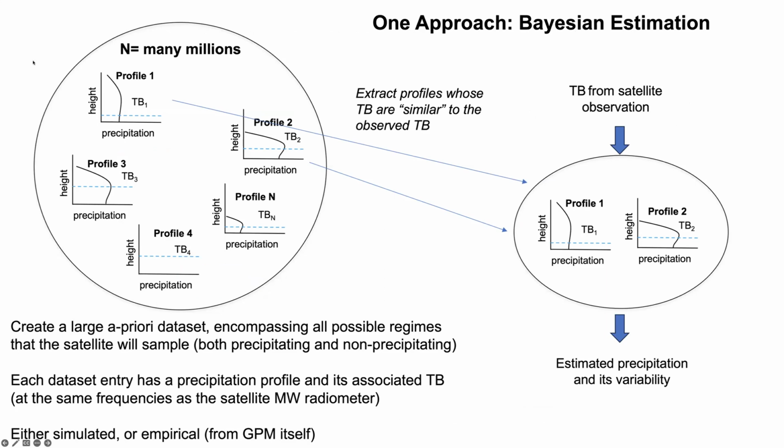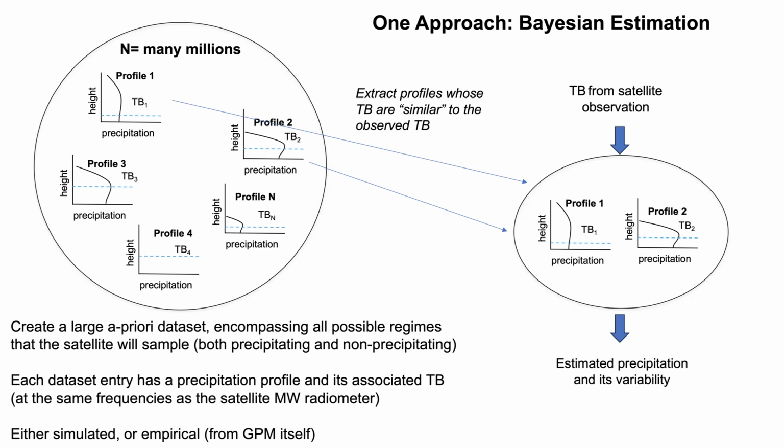So what you might build over here on the left is a large prior data set, could be many millions, a large prior data set that encompasses all the possible regimes that you think your satellite will sample, and you have to include the precipitating one and the non-precipitating. I mean, a non-precipitating observation, a zero rainfall rate, is a perfectly valid answer.